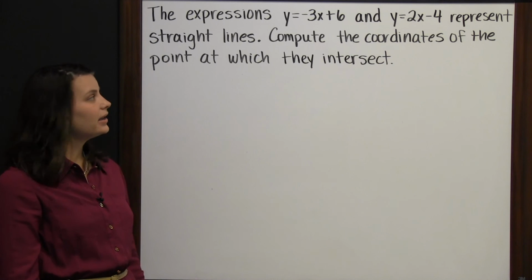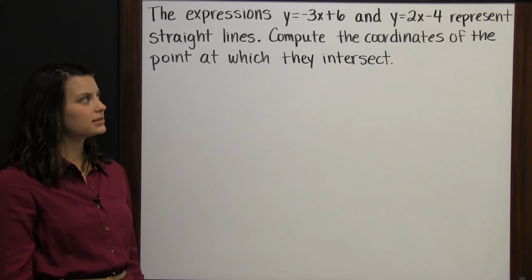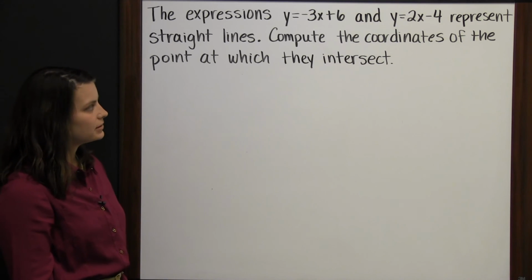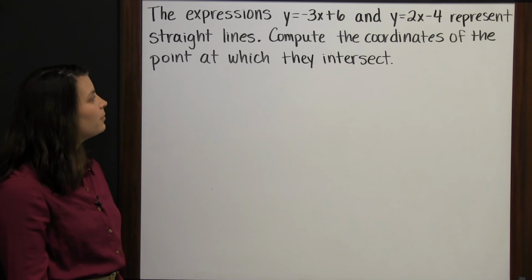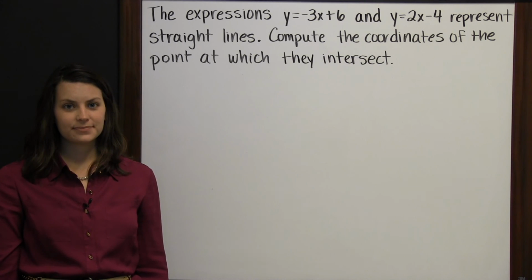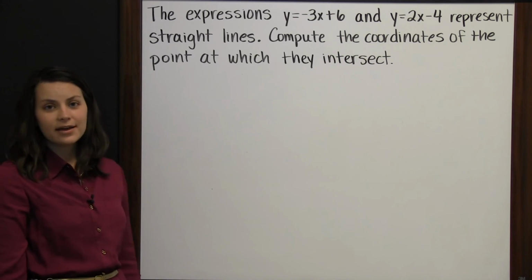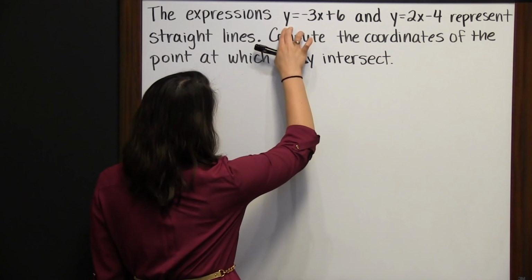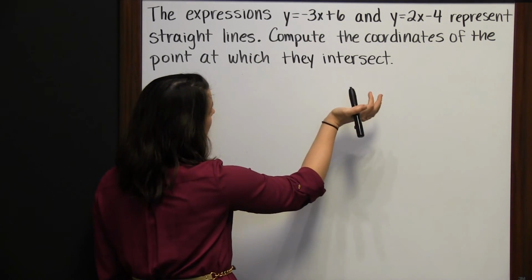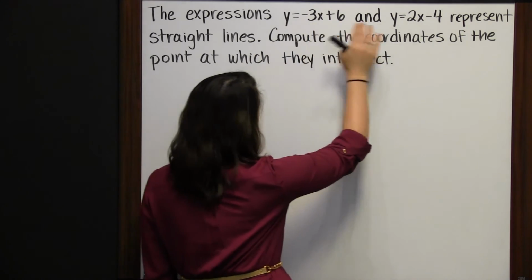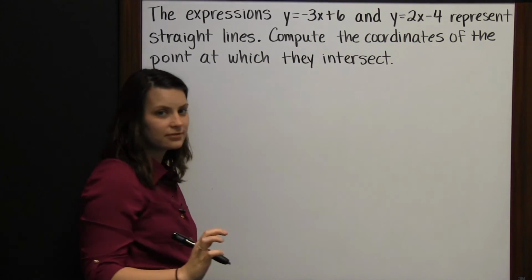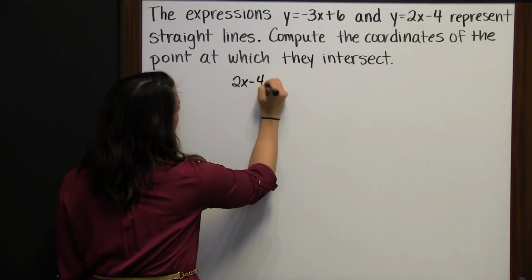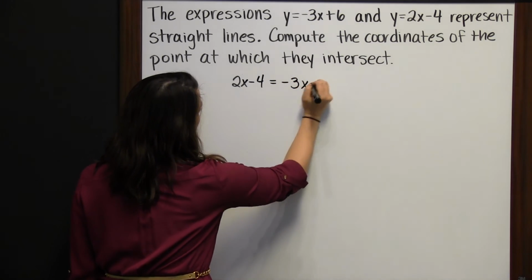The expressions y equals negative 3x plus 6 and y equals 2x minus 4 represent straight lines. Compute the coordinates of the point at which they intersect. This can be done by substituting 2x minus 4 for y in our other expression, or by substituting negative 3x plus 6 for y in this expression. Either way, the result is 2x minus 4 equals negative 3x plus 6.